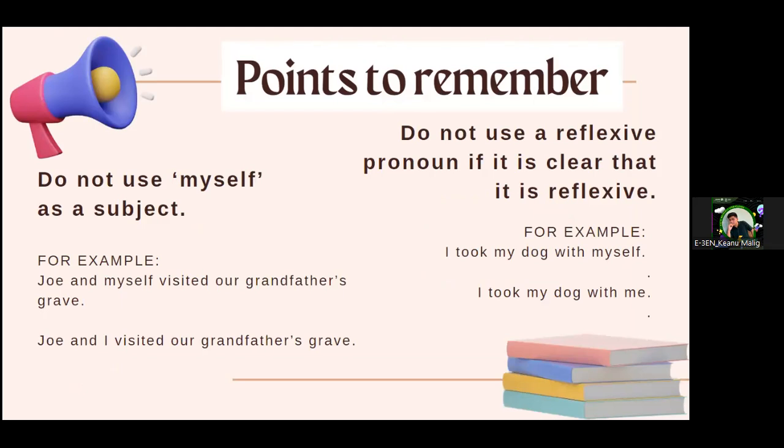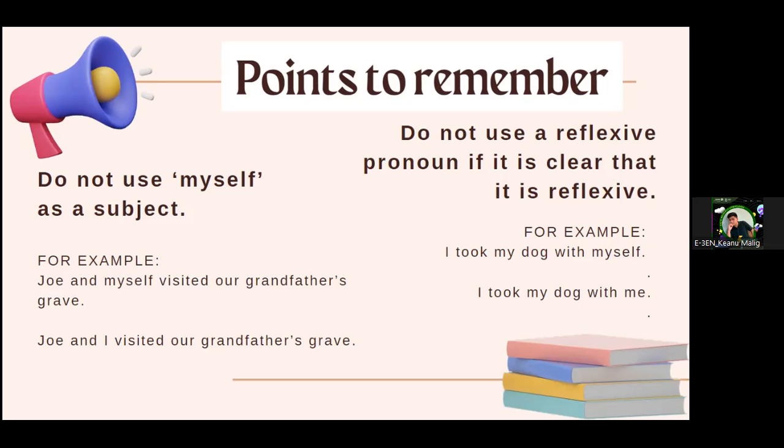To explain this further, let's use this example. Joe and myself visited our grandfather's grave. The sentence seems right, but it is incorrect. To make it right, replace the word myself with I. Then the sentence will be Joe and I visited our grandfather's grave.